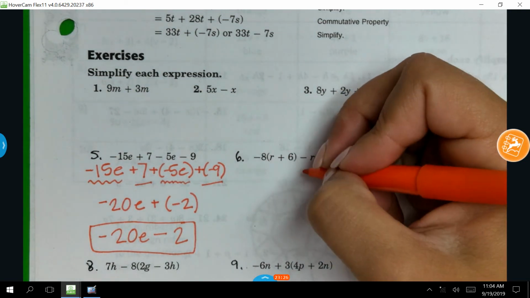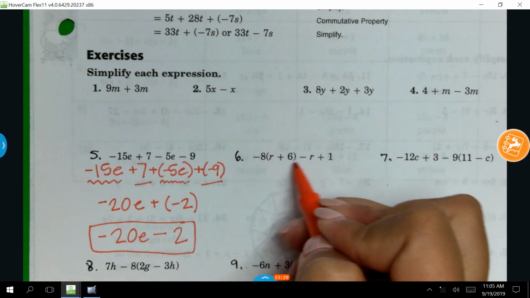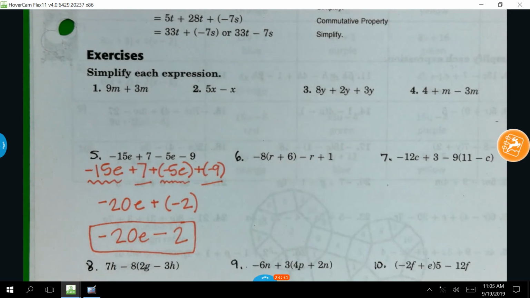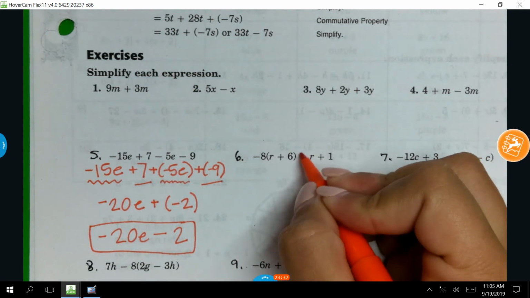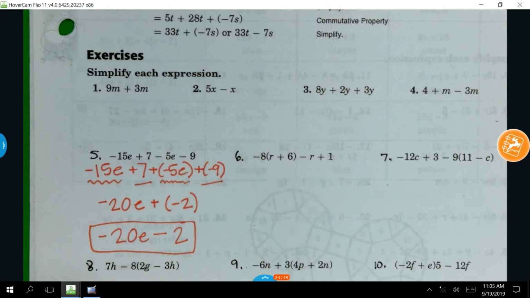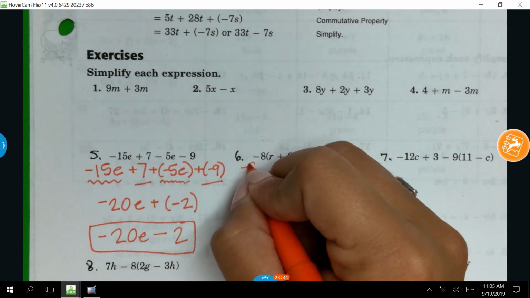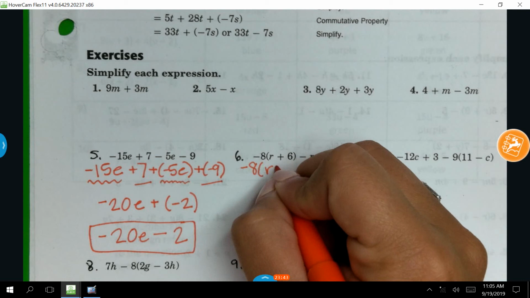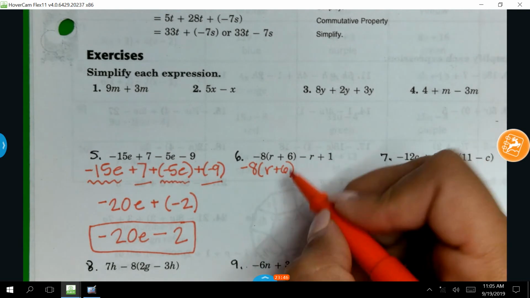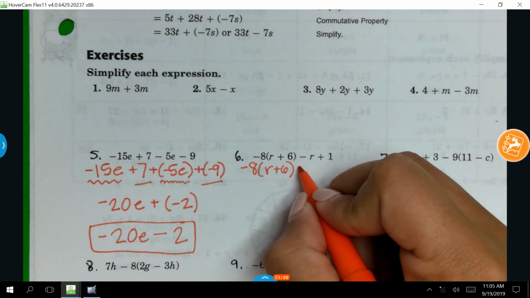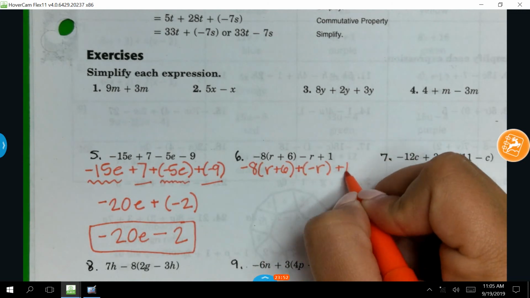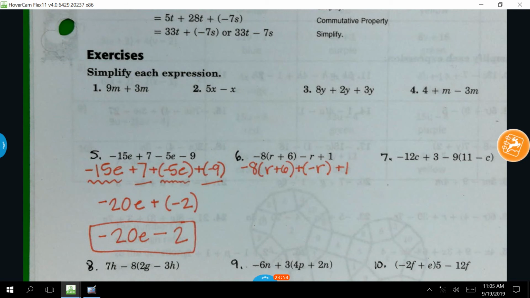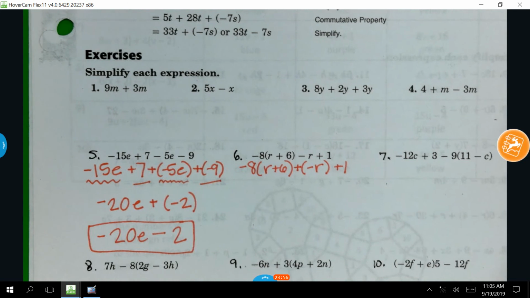Number 6. What do you see right here? Distributive property. Before I take care of that, I see a negative right here though, right? So let's go ahead and rewrite it. So I've got negative 8 times r plus 6. And then what's that going to change to? Plus negative r, right? Can y'all see that okay, or is it too small? Good.